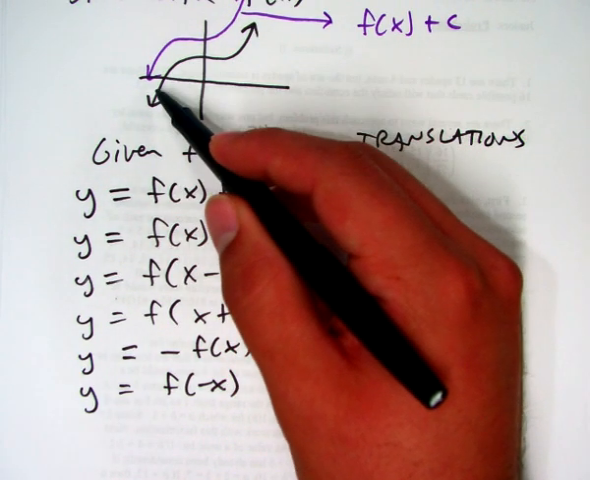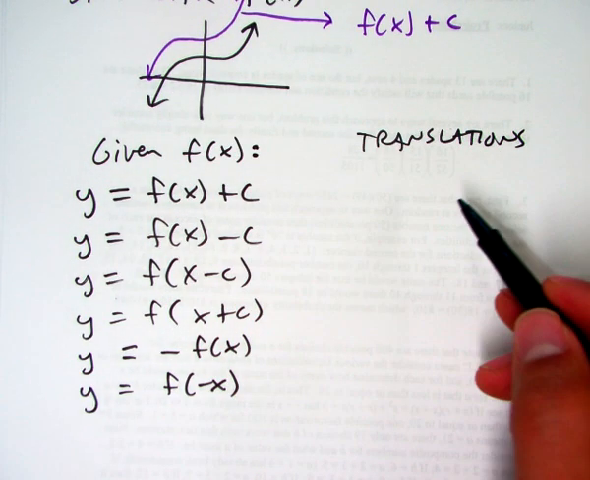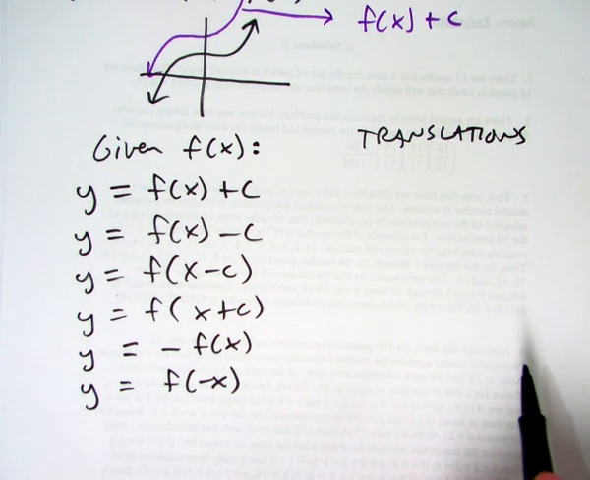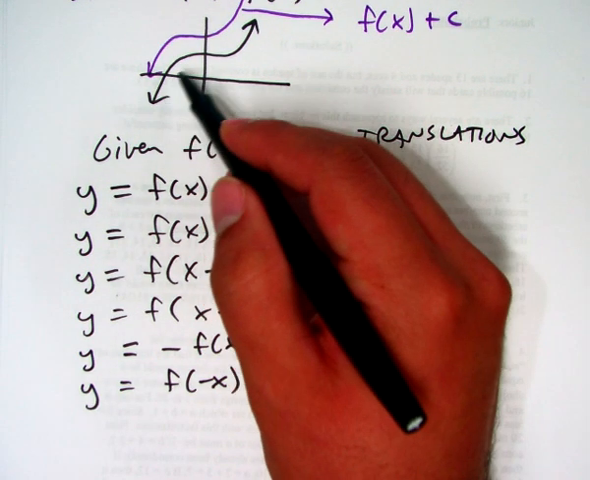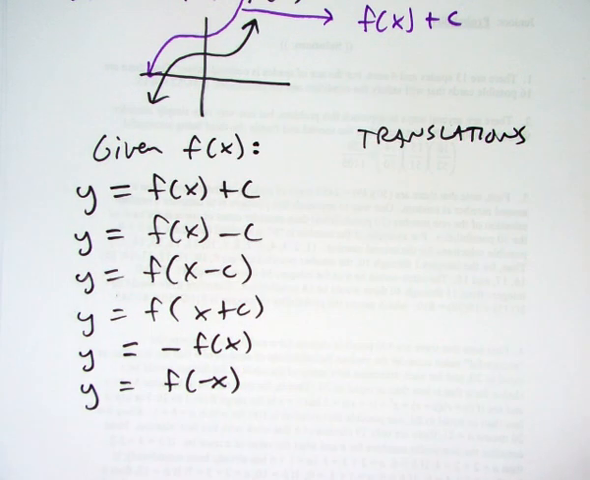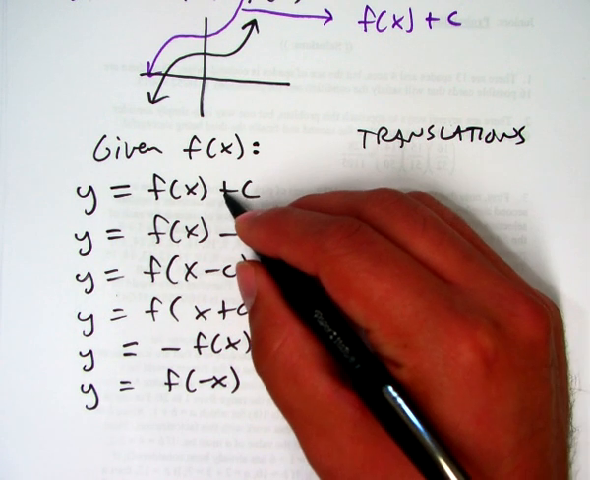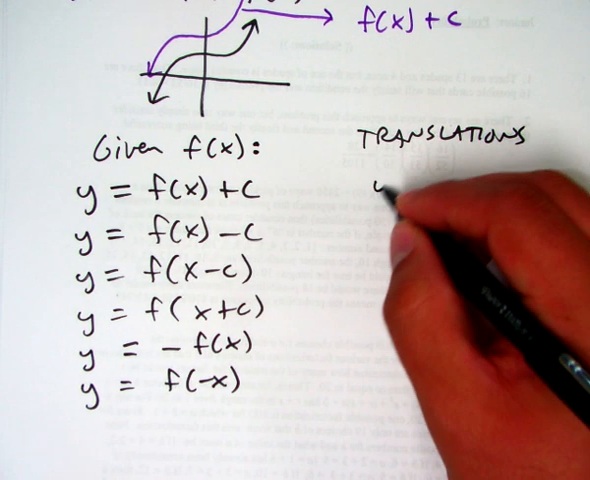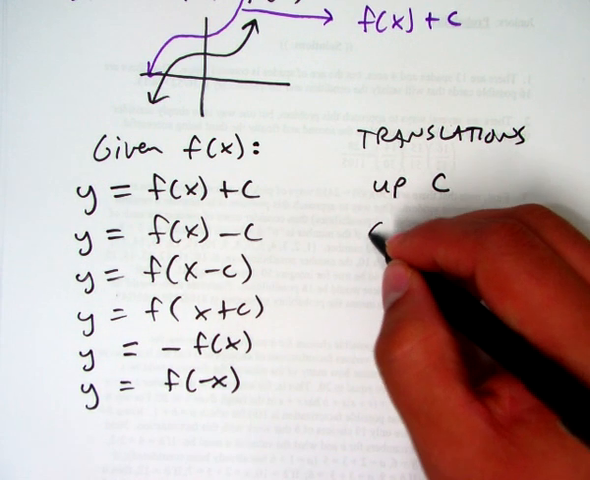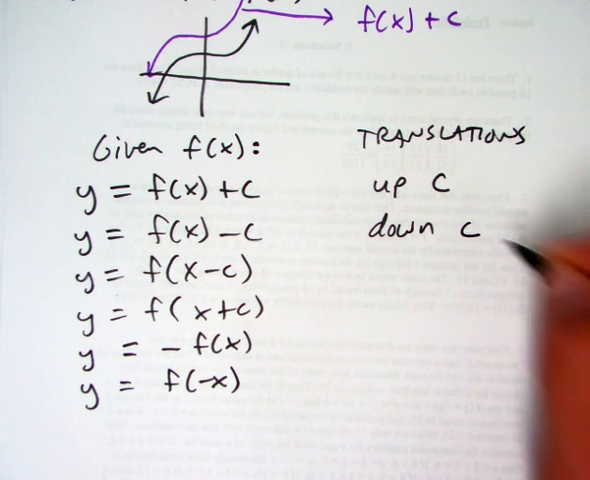Maybe this cubic looking graph or an absolute value or any other graph, it doesn't matter. They all work the same. As long as we have a parent function like this one, we can move it up, down, left, right, and do everything we need to do with it. So here are the rules. If we add something to the original function, it's going to go up c, whatever c is. If we subtract, it's going to go down c.